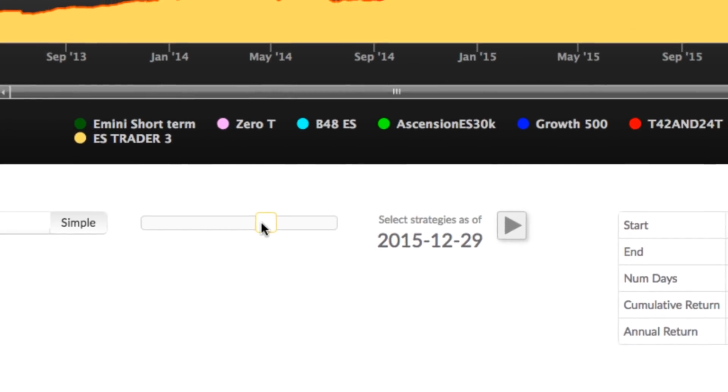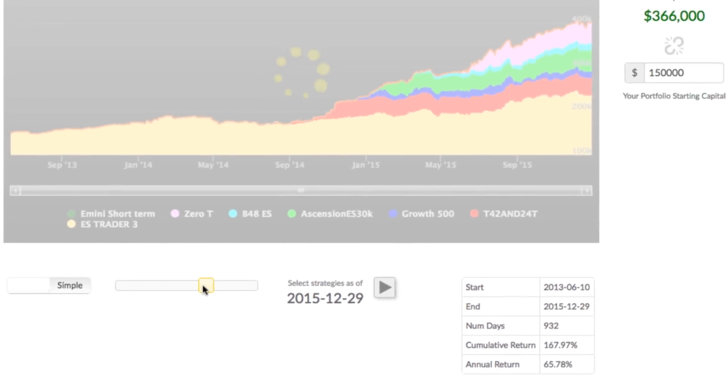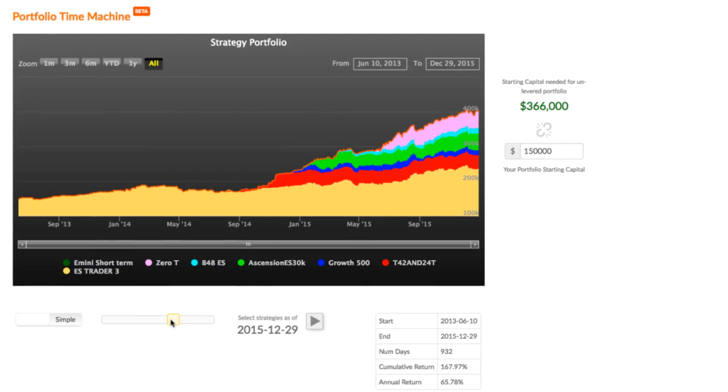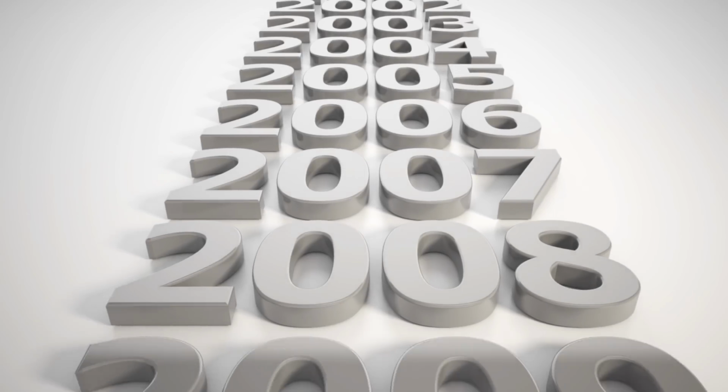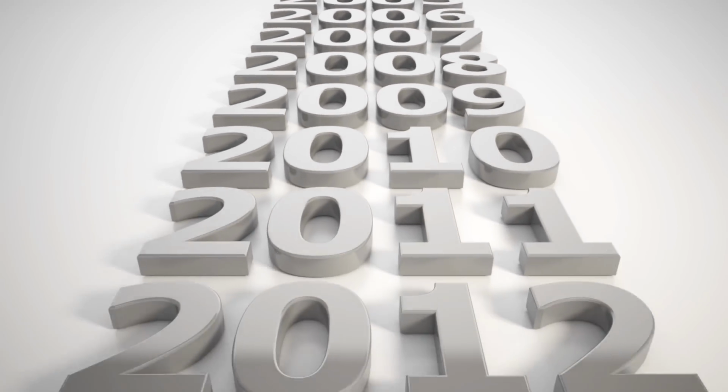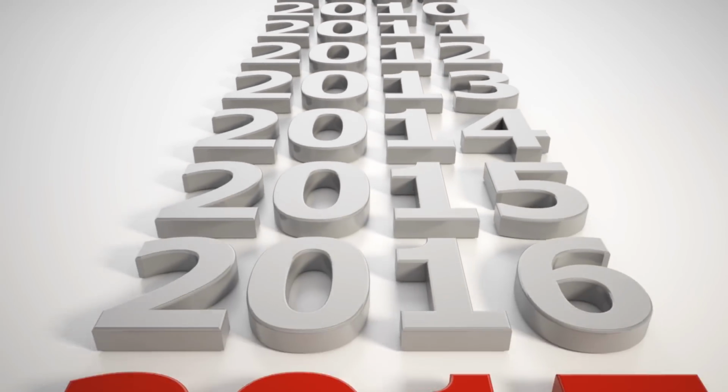Okay, let's remember the purpose of this experiment. The reason we're doing this time travel experiment is as follows. We want to know if we had gone back in time, if we were in 2015, and we found a set of strategies back then that were performing well on Collective 2, what would have happened to those strategies in the future? We're not going to pick those strategies that are doing well today in 2017.